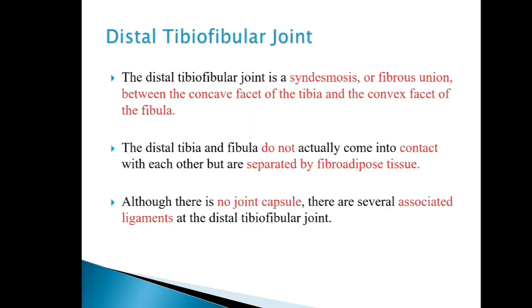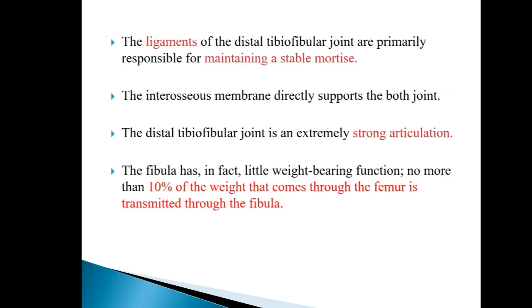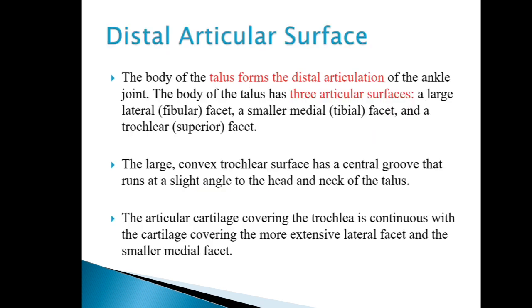The distal tibiofibular joint is a syndesmosis, a fibrous union between the concave facet of the tibia and the convex facet of the fibula. They don't actually come in contact but are separated by fibroadipose tissue. There is no joint capsule, but there are several associated ligaments. The ligaments are primarily responsible for maintaining stable motility, and the interosseous membrane directly supports both joints. The distal tibiofibular is an extremely strong articulation. The fibula has a light weight-bearing function, no more than 10% of the weight coming through the femur is transmitted through the fibula.